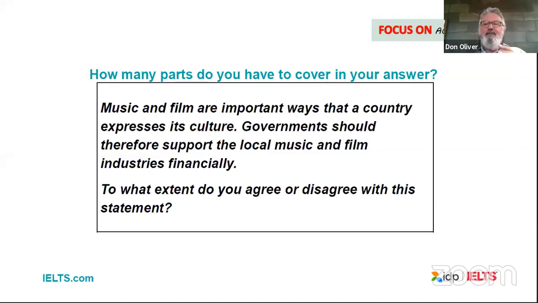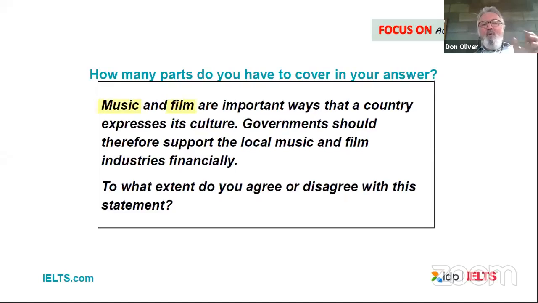Here is an example of a task 2 task. And I'm asking you, how many parts are there to this task? Read it now. Music and film are important ways that a country expresses its culture. Governments should therefore support the local music and film industries financially. This is the statement. This statement has 2 sentences in it. It's quite complex. How many parts do you have to talk about in your essay?